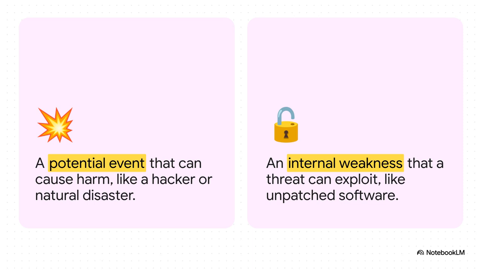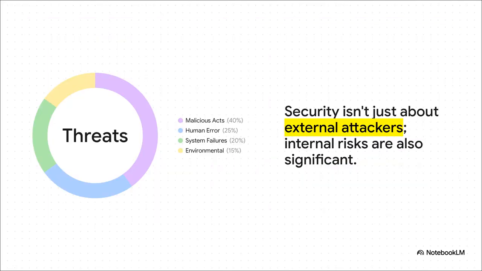It could be unpatched software, or maybe employees who haven't had security training. A threat is always looking for a vulnerability to exploit. Now, this chart is pretty fascinating. It gives us a great look at where threats actually come from. We tend to focus a lot on malicious attacks like ransomware, and for good reason. It's the biggest slice of the pie. But look at how huge those other pieces are: human error and system failures. It's a powerful reminder that security isn't just about building walls against hackers, it's just as much about having solid internal processes and systems that don't break.